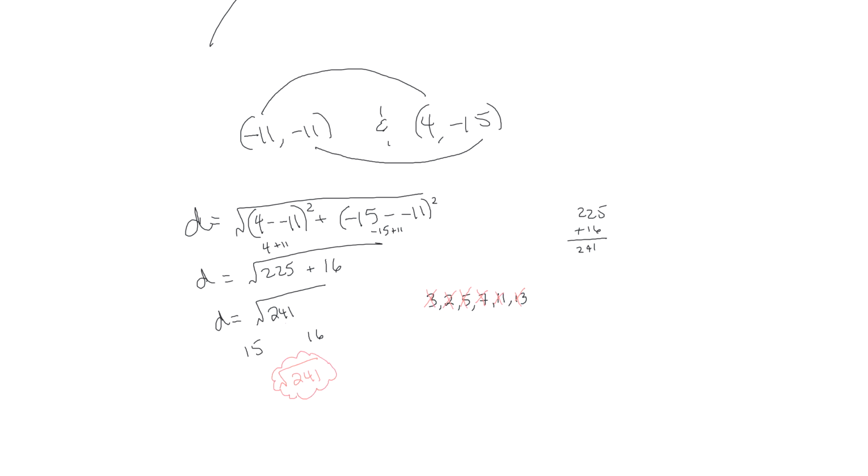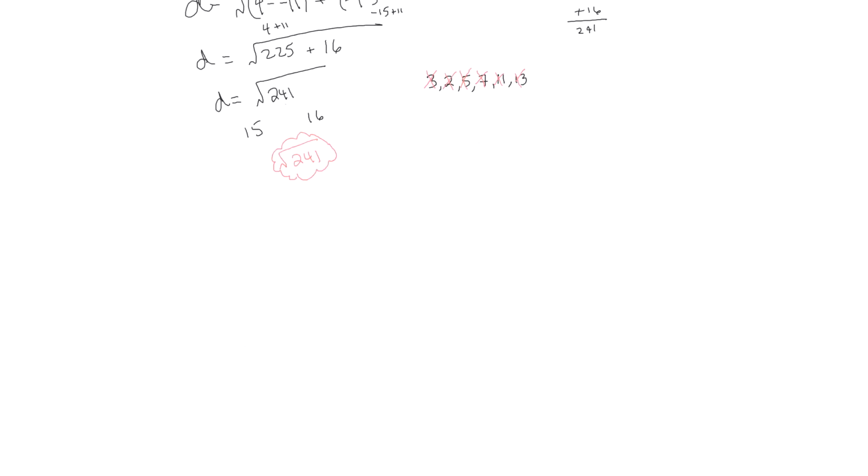This is a good one. Hold on. Find the radius of a circle with a diameter whose endpoints are negative 7, 1, and 1, 3.